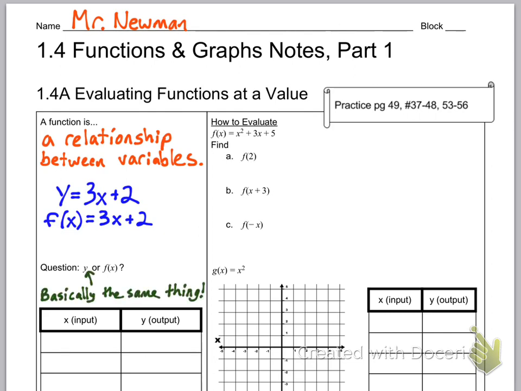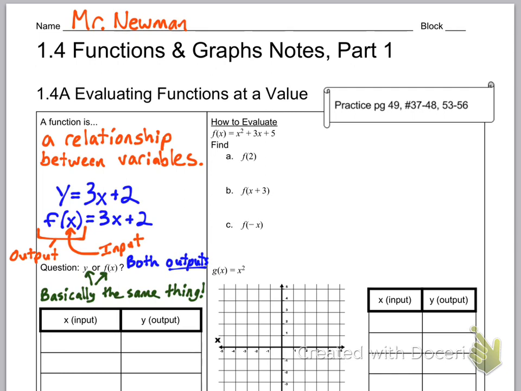They're basically the same thing, y and f of x, as long as they indicate the output, and they will for the functions we'll be working with, then that's just fine. One nice thing about f of x is it shows you the input right there. So x is the input, and the output is the whole expression, f of x.